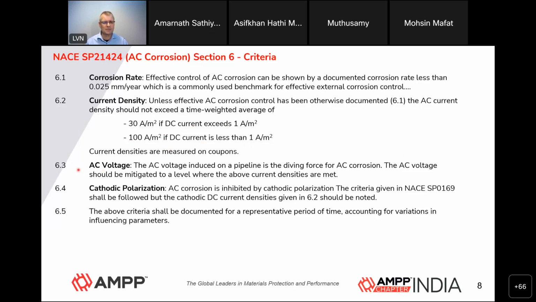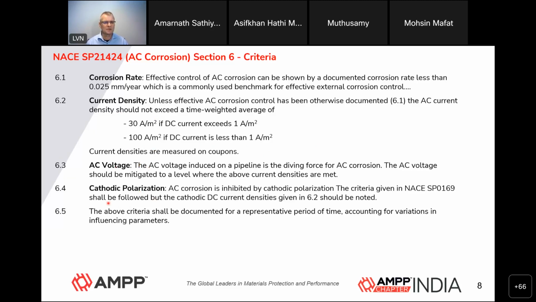There is something about AC voltage. The AC voltage induced on a pipeline is the driving force for AC corrosion. The AC voltage should be mitigated to a level where the above current densities are met. One question that is always asked is, well, how low do we need to go in AC voltage? And the simple answer is, just as it tells you in 6.3, you need to be lower than the defined AC current densities. And there's no actual value for AC voltage, unlike when we're talking about safety, where the usual threshold is 15 volts.